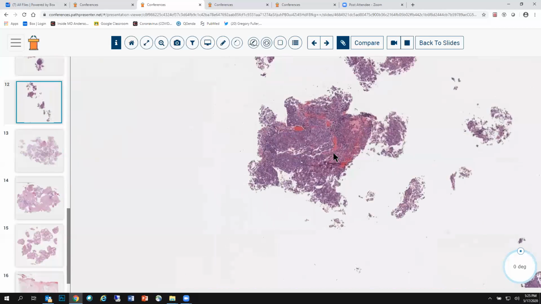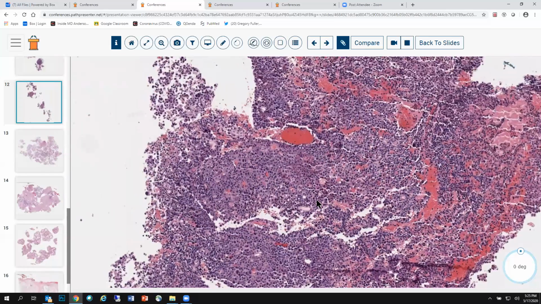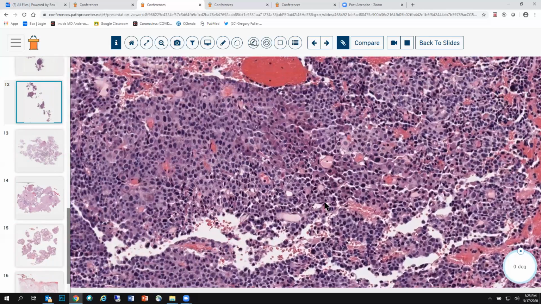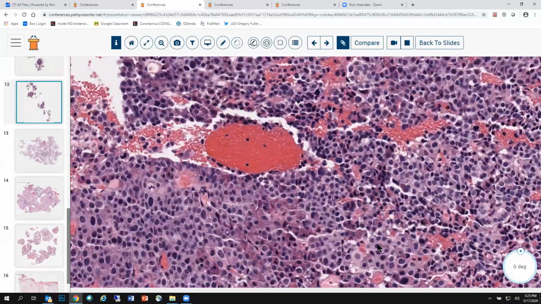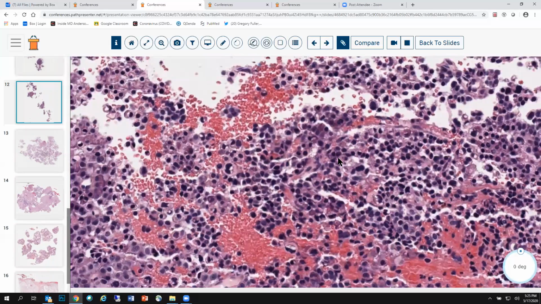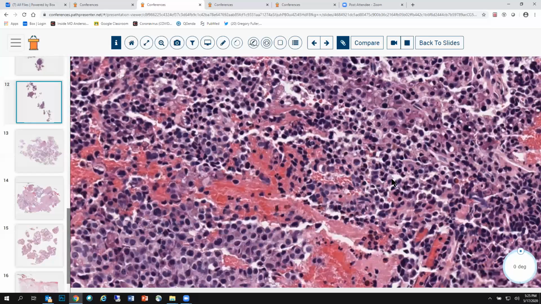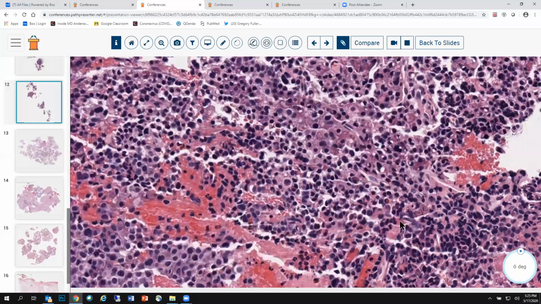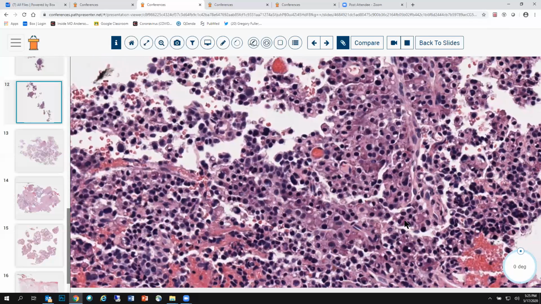All right, moving to case number 12. And again, up to high power. It looks like, at first blush, another small round blue cell tumor. But this one does not look as malignant. Number one, there are no mitotic figures. There are no apoptotic bodies. The apoptotic index is very low. And the cells are very bland looking.